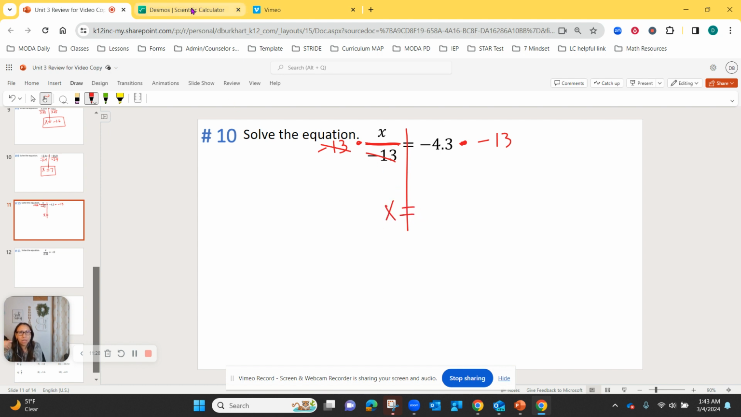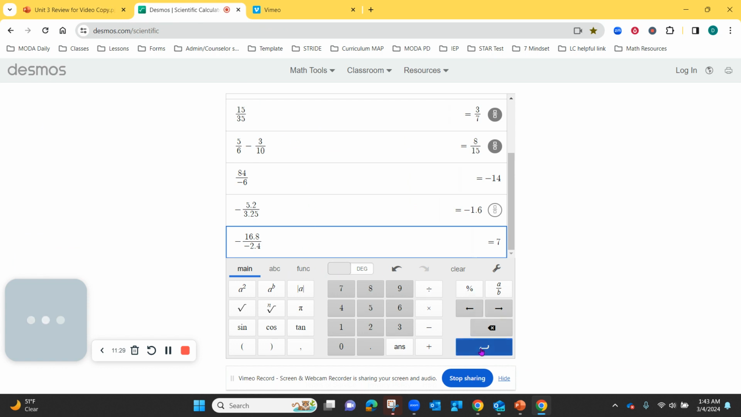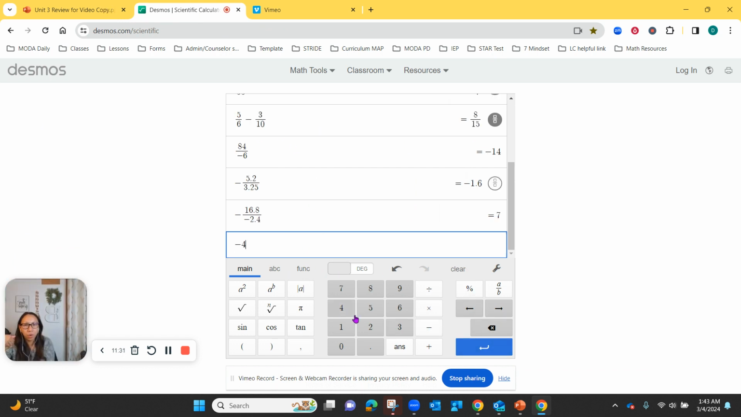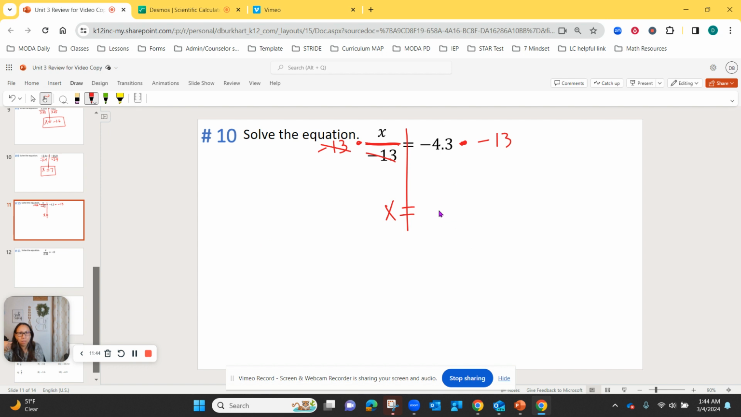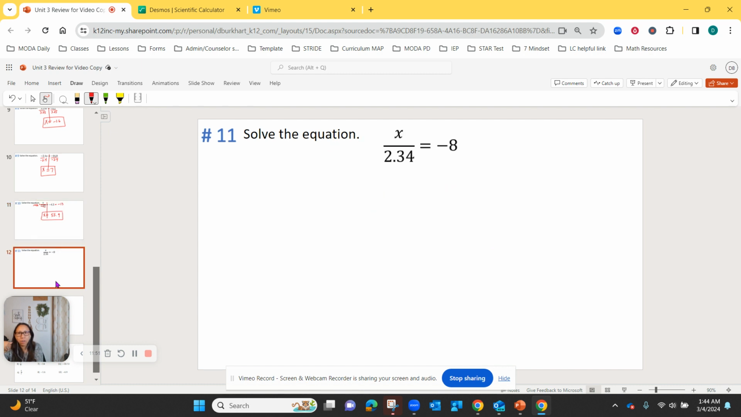So you're taking negative 4.3 times negative 13, okay, negative 13, you get positive 55.9. All right, so number 11, you have the same thing.